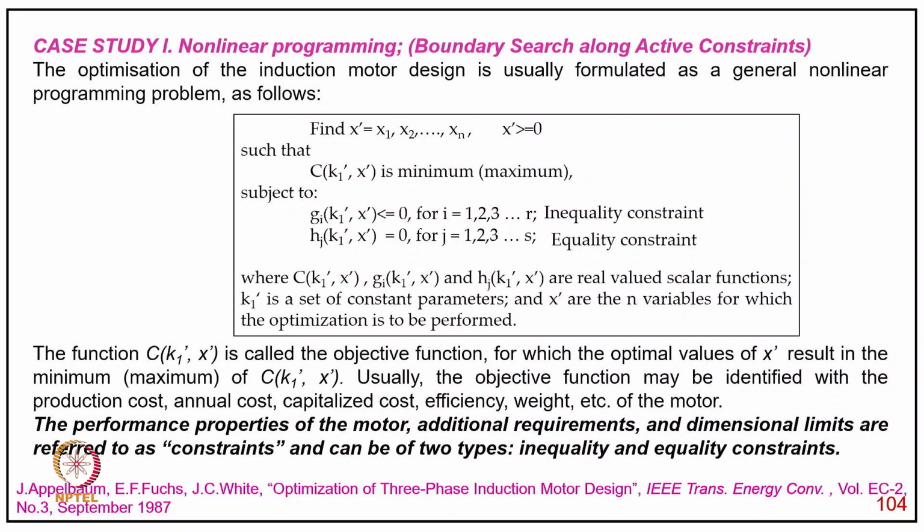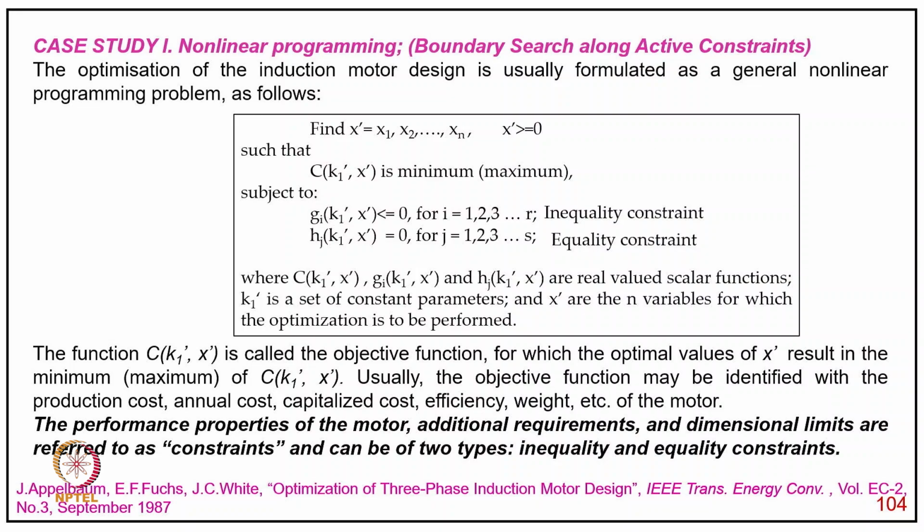And then you have constraints, which are of the nature less than 0, the inequality constraints, or equal to 0, which are equality constraints. Most of the time the objective function, inequality constraints and equality constraints are real-valued scalar values, and k' is the constant parameter and x' is the n variables for which the optimization is performed. The objective function C as a function of k', a specific set of constant parameters, and n variables is called the objective function, for which the optimum value of x' is typically the minimum or maximum of the objective function value.